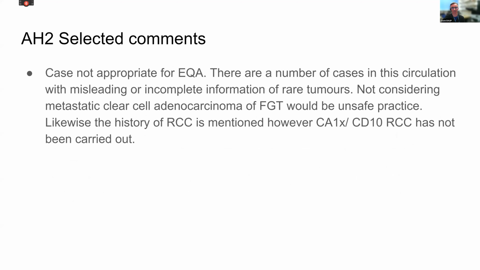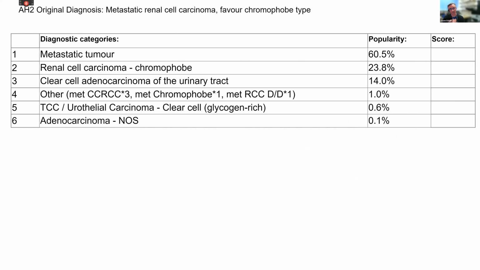And some clearly didn't think this was appropriate for EQA, and it's not appropriate for this EQA. And the reason for that is that one of these diagnostic categories, so number 2, so the renal cell carcinoma chromophore, was added in error after the circulation had opened. So we obviously need to do a bit more digging to find out why that happened. So clearly, if a question or a diagnostic category has been added after the circulation's been opened, some people have answered the EQA and not seen this diagnostic category, so we can't score it.